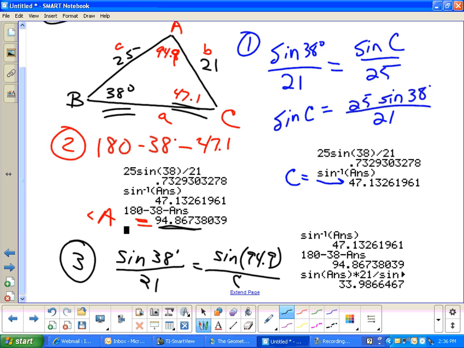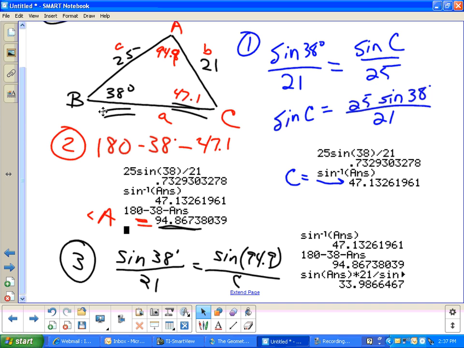And then finally, I set up the law of sines to find the missing side. Sine of 38 divided by 21 equals sine 94 over C. Solve for C, and I got 33.98, or basically 34. Is that what everyone pretty much got? So what you did, or which step?